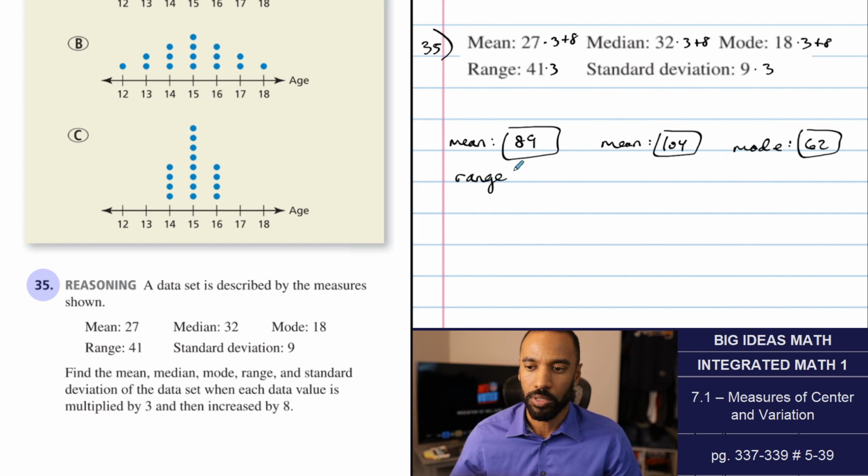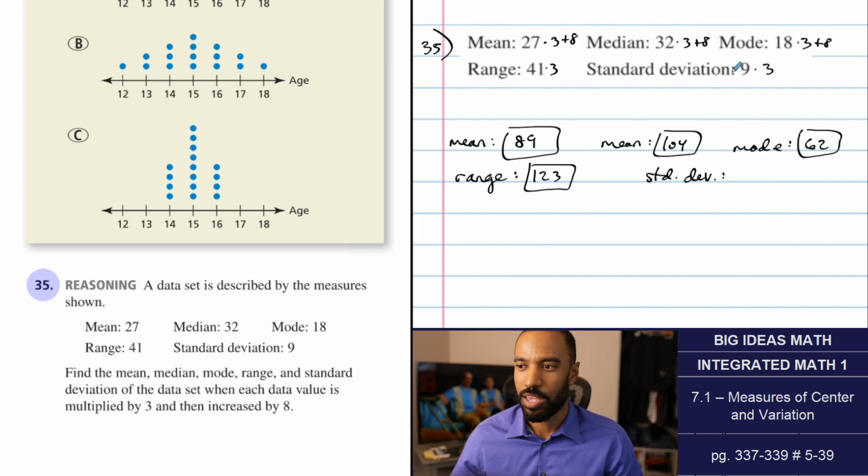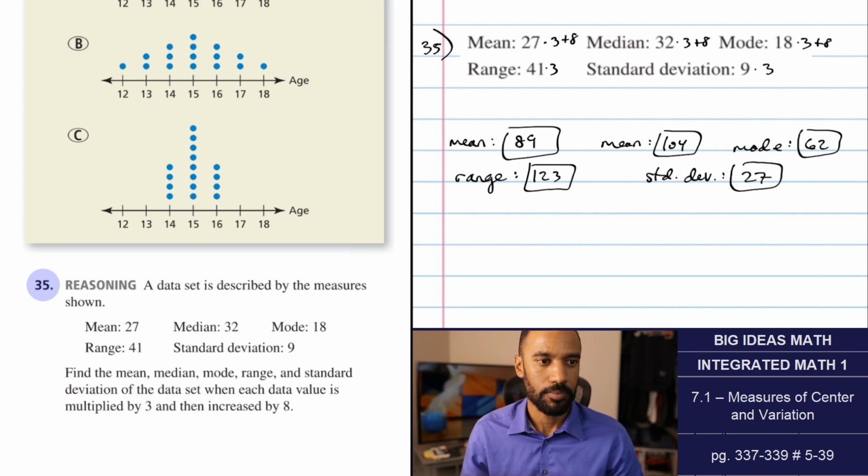The range, you only triple, you do not add 8. 41 times 3 is 123. And the standard deviation, which I could have used sigma for. Standard deviation is 9 times 3, not plus 8, which is 27. That's it.